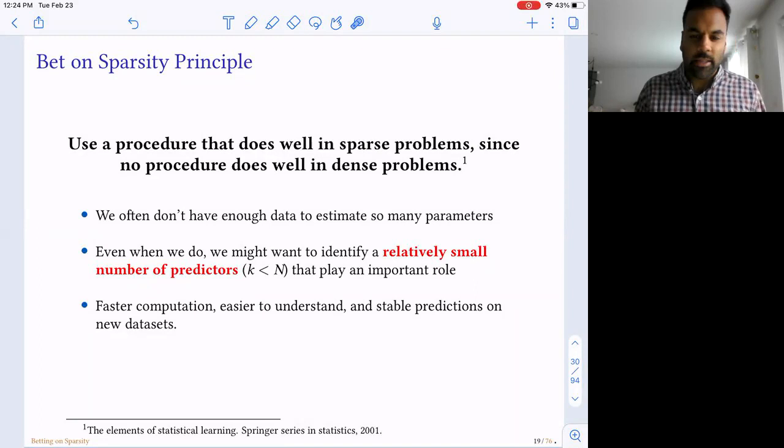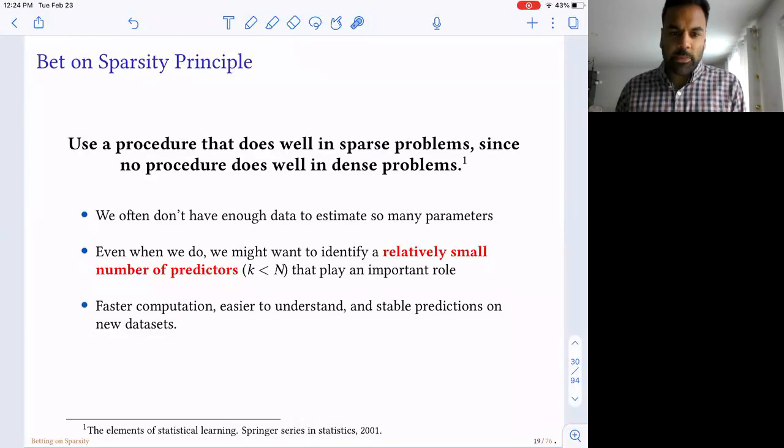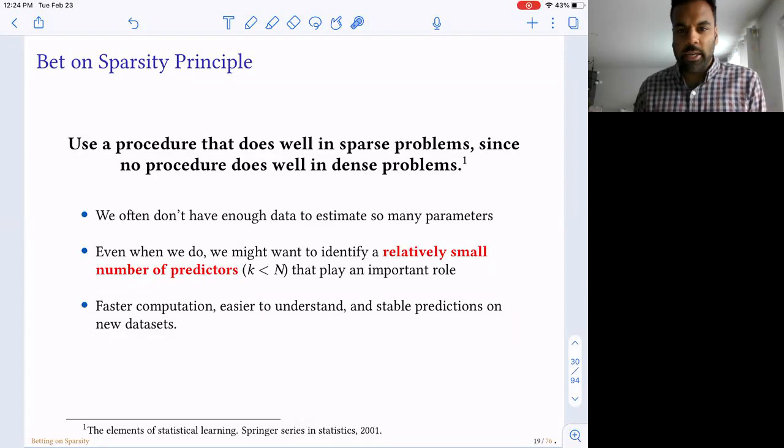Some of the tricks I'm referring to are things like feature screening. There's a lot of work that's been done on feature screening, and a lot of work on the so-called active set strategy, which again assumes this sparsity. And that's why the computation becomes very, very fast.